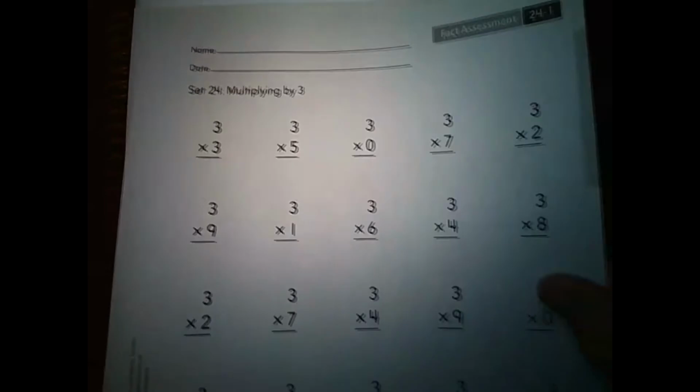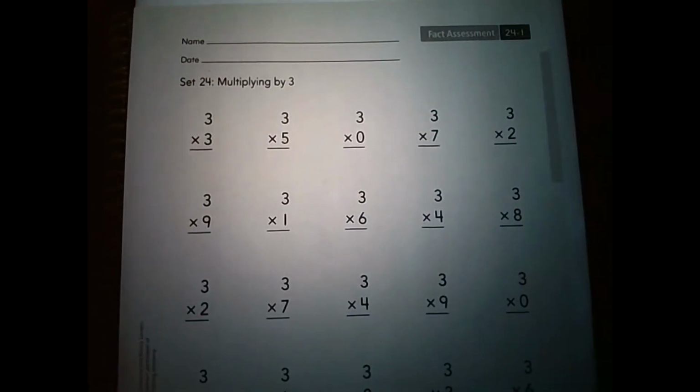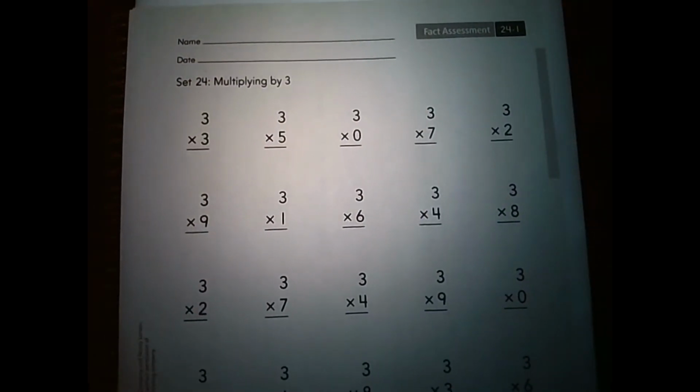Now, unfortunately, since these are fact assessments, I cannot really guide you on these. However, what I can say is these are all assignments we've done before. We've already practiced this stuff a lot with our previous worksheets. So there's not much on these assessments that you haven't seen already.